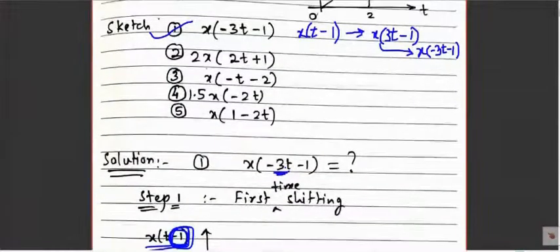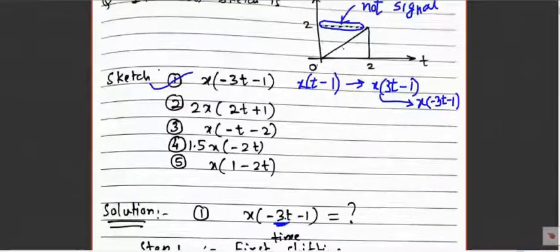Okay, next question is 2x of 2t plus 1. This is our x of t. So first what we have to do? First we have to do the shifting. As per precedence rule, first we should do the shifting. That means we should sketch x of t plus 1. Then second, to this signal we have to do the scaling. That means x of 2t plus 1.